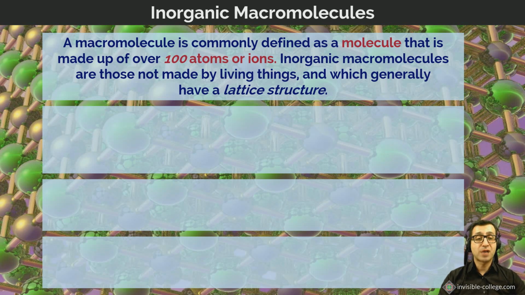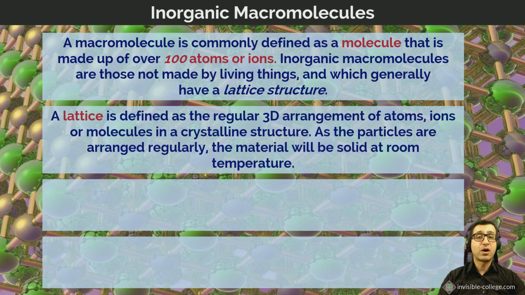Inorganic macromolecules are the type of macromolecules which are not made by living things, and these generally have a three-dimensional repeating geometric arrangement of the particles that make them up, called a lattice structure. So a lattice is defined as the regular 3D arrangement of atoms, ions, or molecules in a crystalline structure, which are the types of structures that you typically find with inorganic substances. So as the particles are arranged regularly, the material will typically be a solid at room temperature.